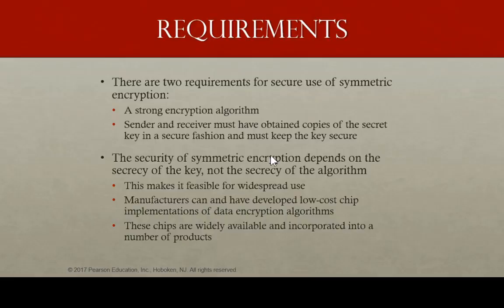This requirement is usually stated in a stronger form. The opponent should be unable to decrypt ciphertext or discover the key even if he or she is in possession of a number of ciphertexts together with the plain text that produced each ciphertext. 2. Sender and receiver must have obtained copies of the secret key in a secure fashion and must keep the key secure. If someone can discover the key and knows the algorithm, all communication using this key is readable.